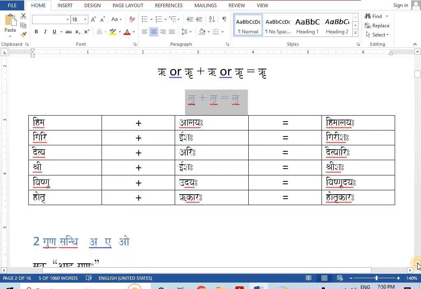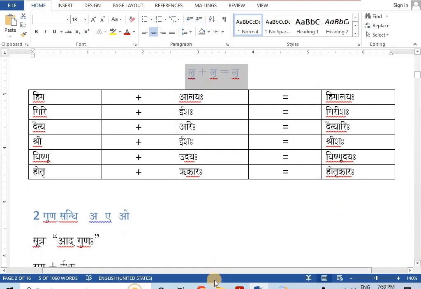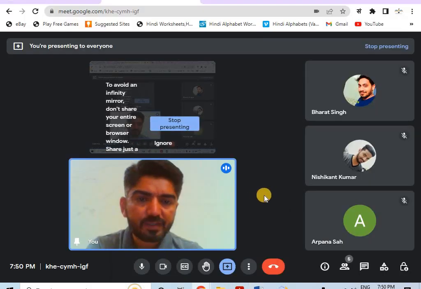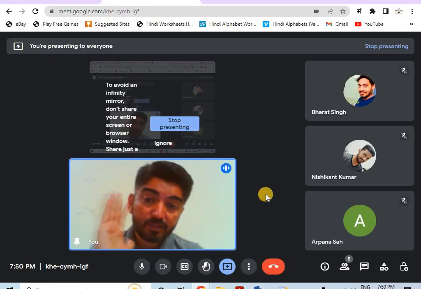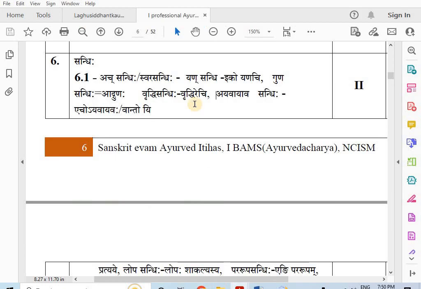These examples I have already given you, and you understand this. It is very easy, students. However, it is not in the syllabus, but just for your knowledge, I explained this. Now, let us move forward and understand the next sandhi.